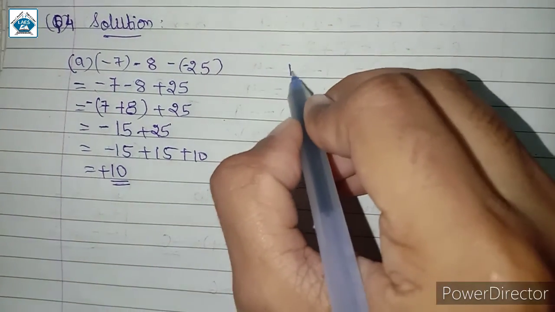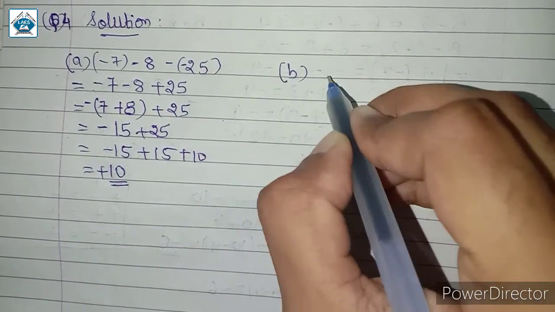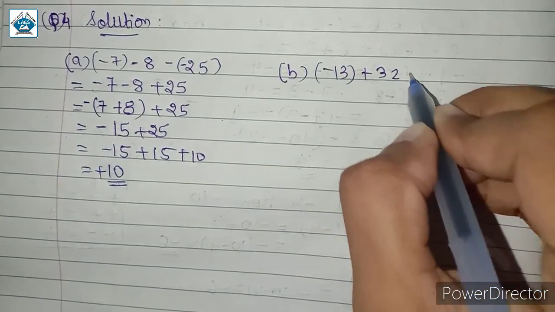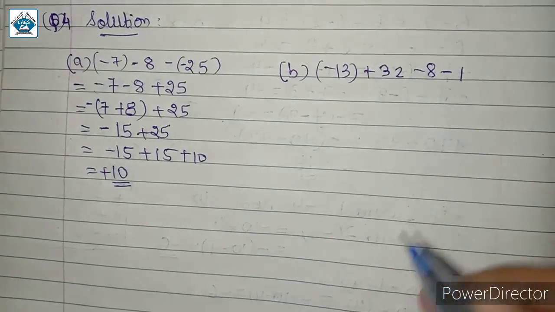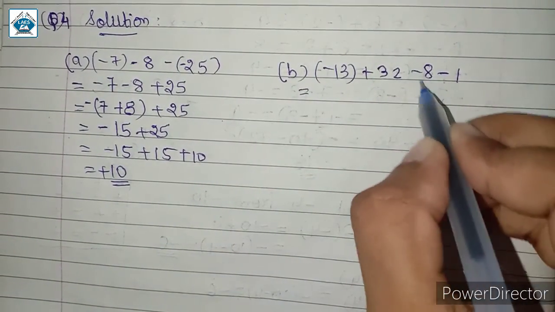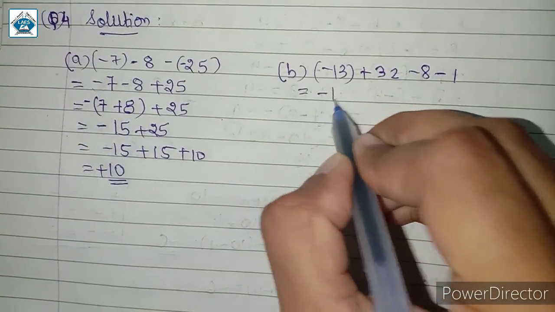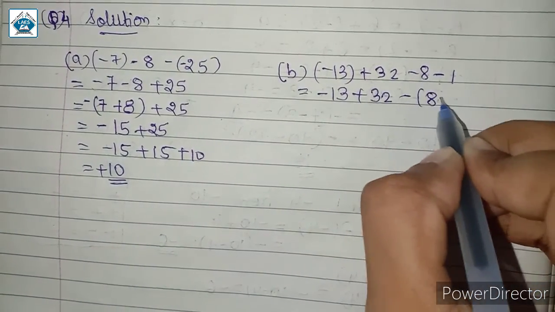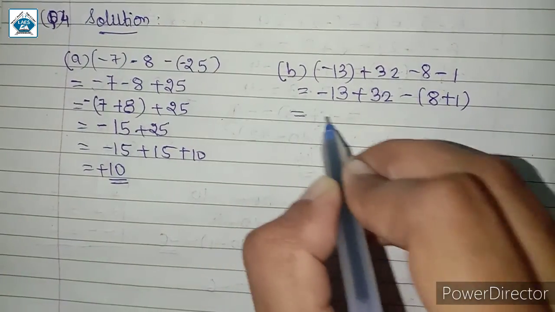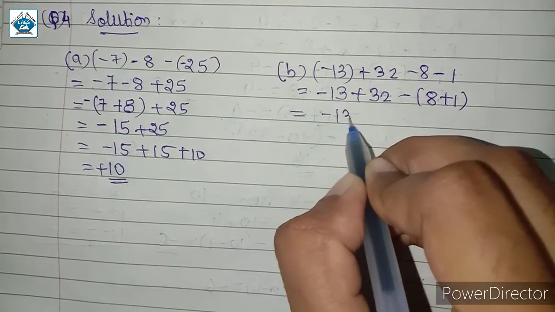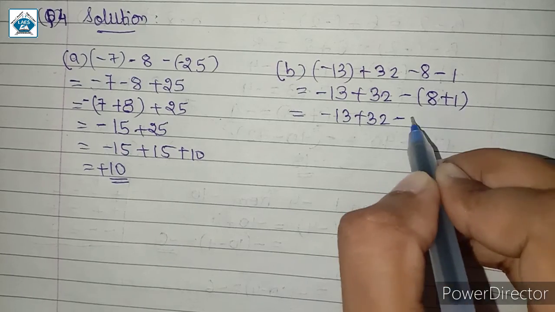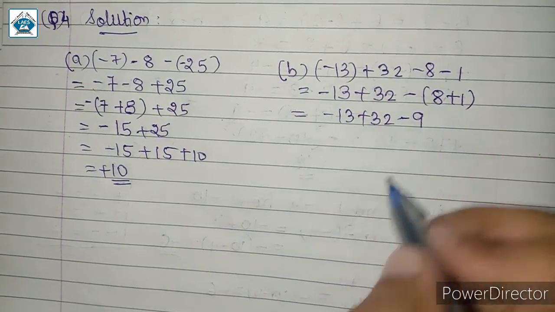Similarly, in sub-question B, we have to find minus 13 plus 32 minus 8 minus 1. So first of all, let us solve minus 8 minus 1. So here we have minus 13 plus 32 and when we take minus common, here we will have 8 plus 1. ठीक है, here minus 13 plus 32 is written as it is. Minus का sign भी as it is है. 8 plus 1 becomes 9. So this is minus 9.